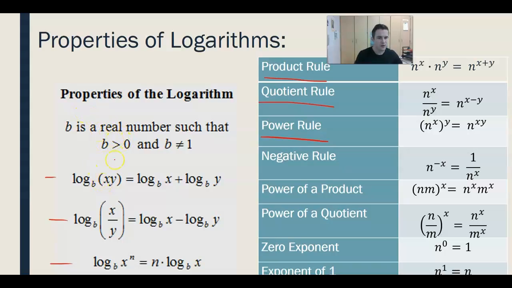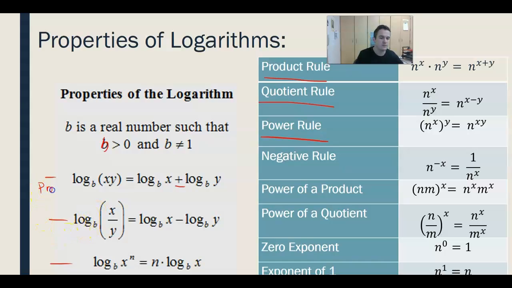So, for log base b, when b is some real number greater than 0 and not equal to 1, most of the time we'll see like log base 6 or 7 or 12 or 10 or 3, some whole number like that. If I have log of x times y right here, I can expand that logarithm as log of x plus log of y. So log of multiplication I can write as log of x plus log of y.